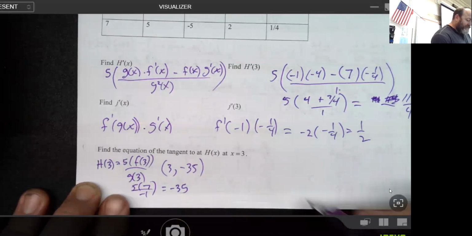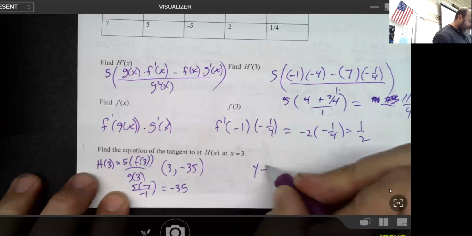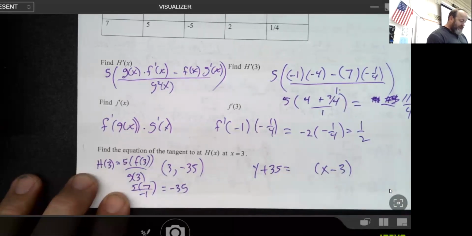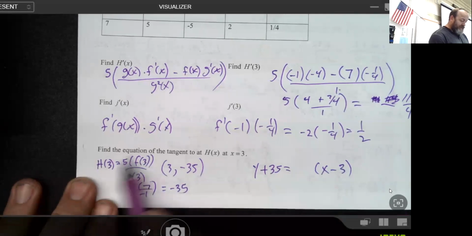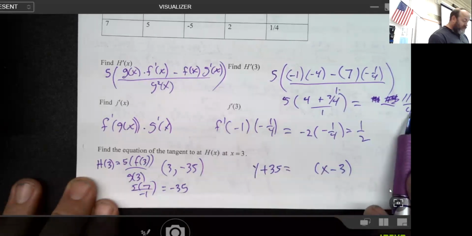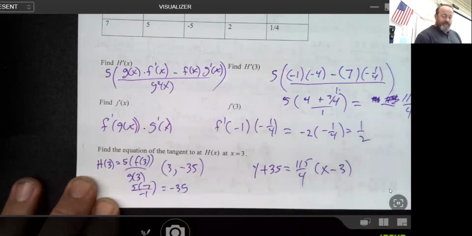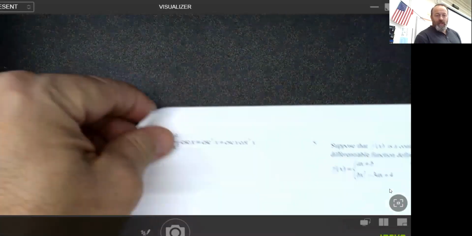And so we have a point, which is y minus the y value, x minus the x value, and I think we already found that h prime of 3 up here was 115 over 4, and that's going to be my slope right there. All right, maybe we can do just a little bit more.